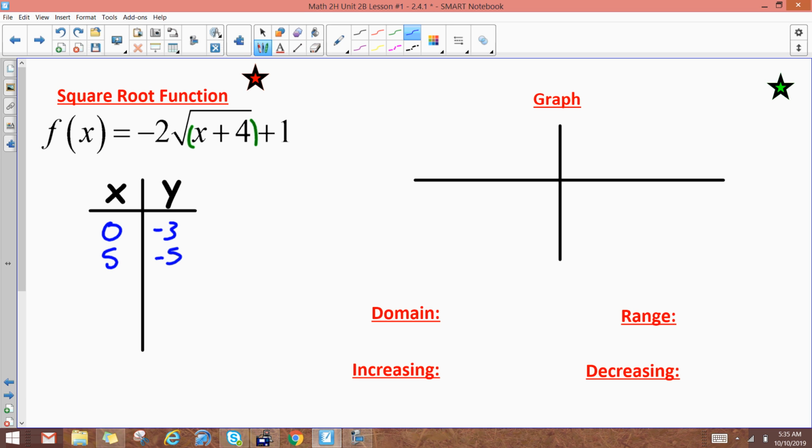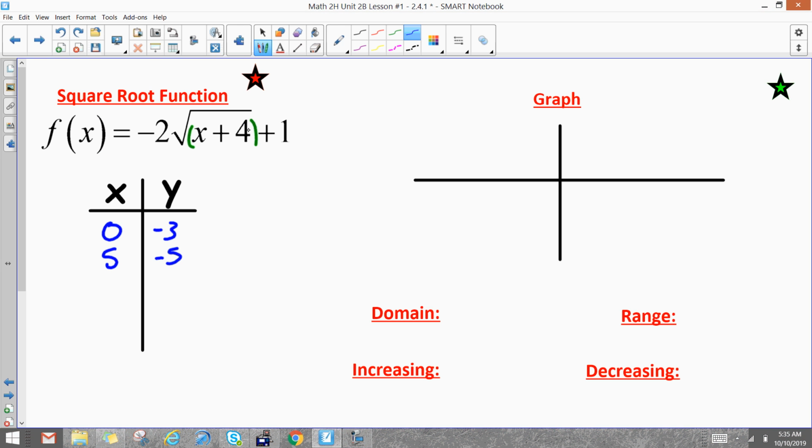The last time we actually didn't use any negative numbers, but let's think if a negative number works here. If I put a negative 1 in here, for example, I actually get negative 1 plus 4, which is 3, which we could take the square root of. So because of this adding 4, I actually have the ability to put in some negative numbers. And I'm actually going to go all the way down to negative 4, because negative 4 plus 4 is 0. The square root of 0 is 0. 0 times anything is 0, so I'm going to get a 1.